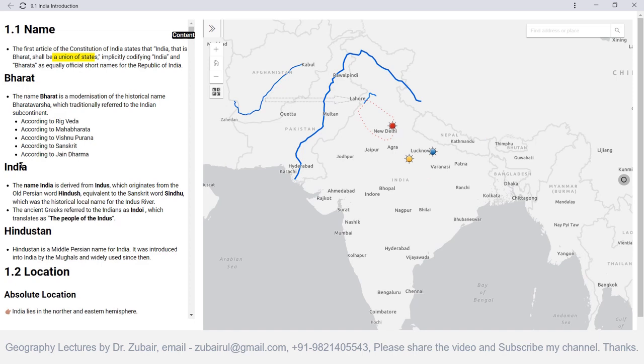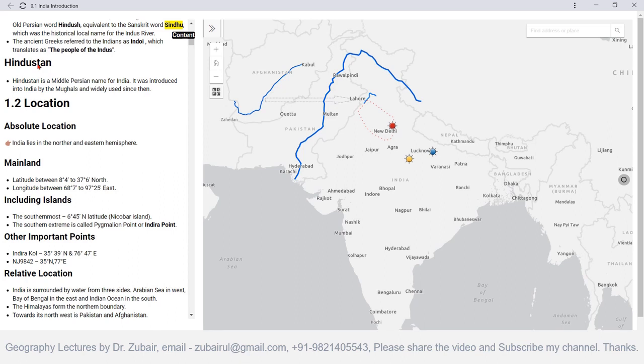Now let's see the word India. The name India is derived from the river Indus. You can see the river Indus here. The word Indus is derived from the old Persian word Hindush, and Hindush was derived from the Sanskrit word Sindhu. The ancient Greeks referred to the Indians as Indoi, the people of the Indus.